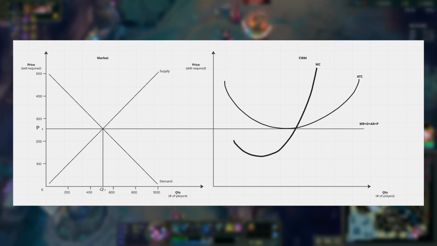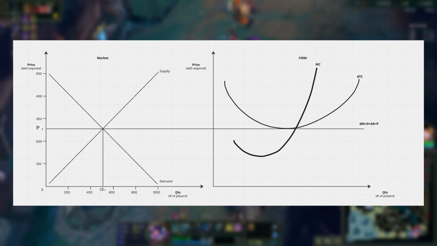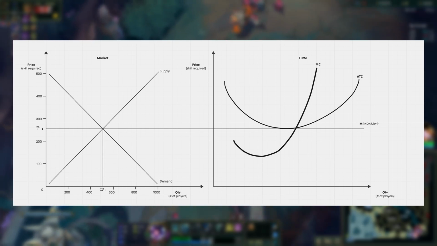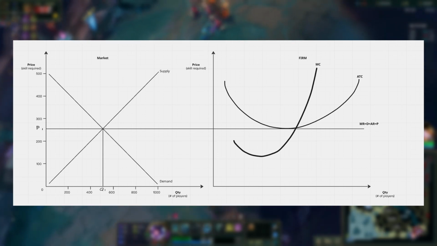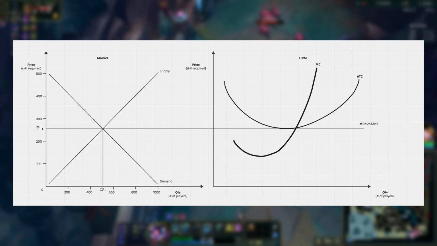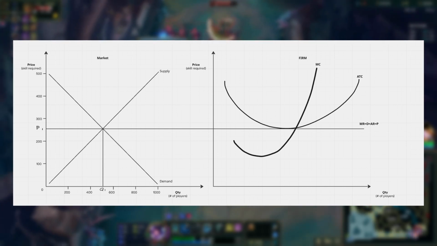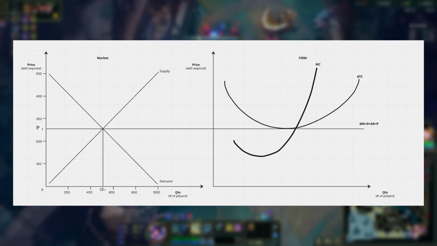For example, this champion does not take that high of a skill level to play, so everyone can play them. And they also don't have different products. I mean, you can only flash ult on Garen in one specific way. These firms don't make a profit in the long run because if they did, other firms will just enter the market, kind of like how everyone abuses one broken champion before they're nerfed by Riot.